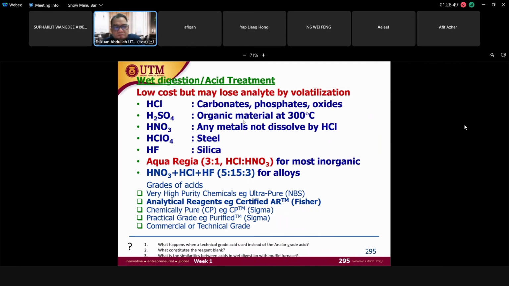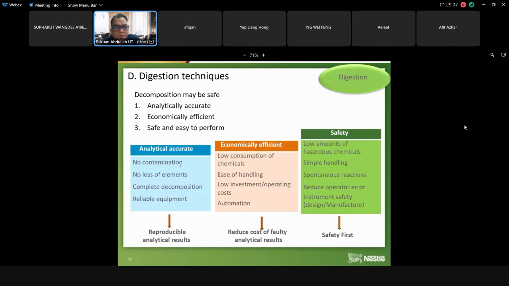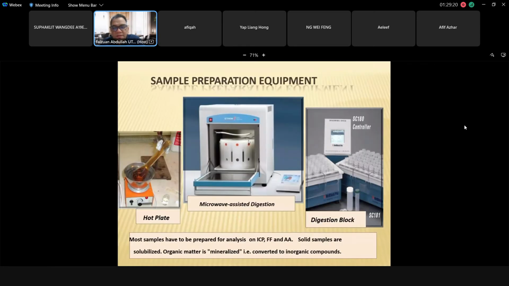We have wet digestion, which is acid treatment. Put the acid. It is low cost, but may lose analyte by volatilization because we heat. Using wet digestion, we heat the sample that has been mixed with acids. It is analytically accurate, economically efficient, safe, and easy to perform. Right, you put acid and heat. And then this is much more expensive than the digestion method, which is put acid and heat like that.